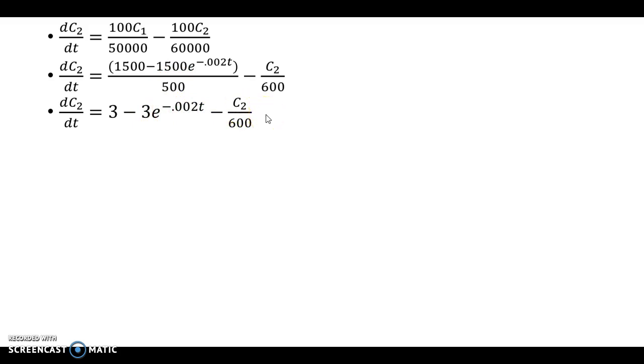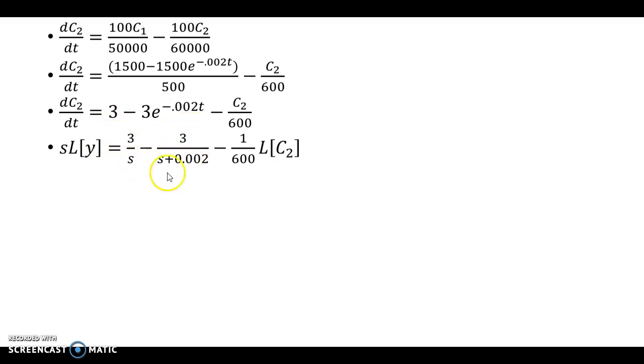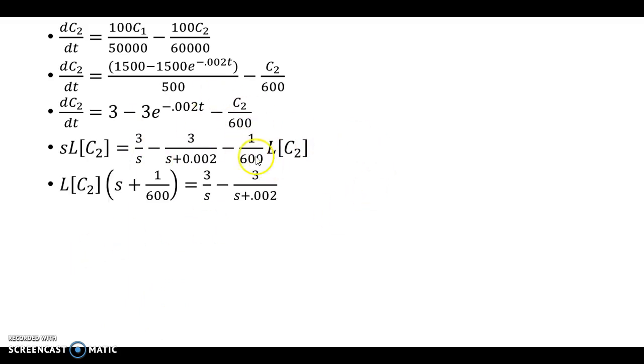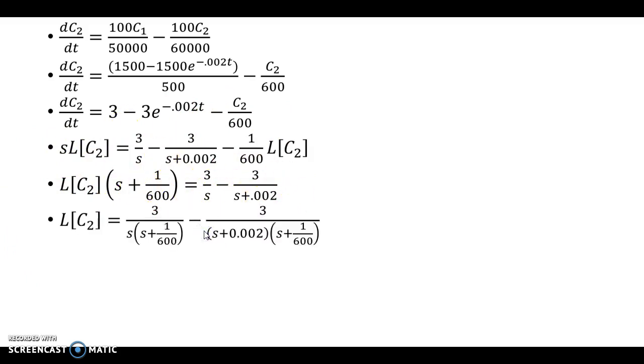So now this is basically a basic Laplace transform. The Laplace of C2 prime is s Laplace of C2 minus C2 of 0, but we're assuming that both lakes are initially clean, so the initial condition is 0. Laplace of 3 is 3 over s, minus 3 over s plus 0.002, minus 1/600 Laplace C2. Should probably watch my notation. And so now I move 1/600 Laplace C2 to the other side and factor out a Laplace of C2. I have my typical form, s plus 1 over 600, and I'm going to divide both sides by it.